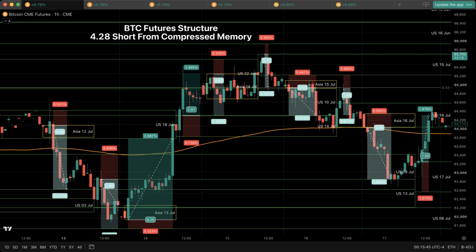Entry. July 12th Asia upper boundary. Stop. June 18th U.S. upper boundary. Target. July 9th U.S. upper boundary. Trail. July 9th U.S. lower boundary. Risk-reward ratio, 4.28. Price reaches. It reacts. It fails. Then the short earns execution. Price keeps pressing lower, but the target does not finish cleanly. The session forms expanded inside old U.S. memory.